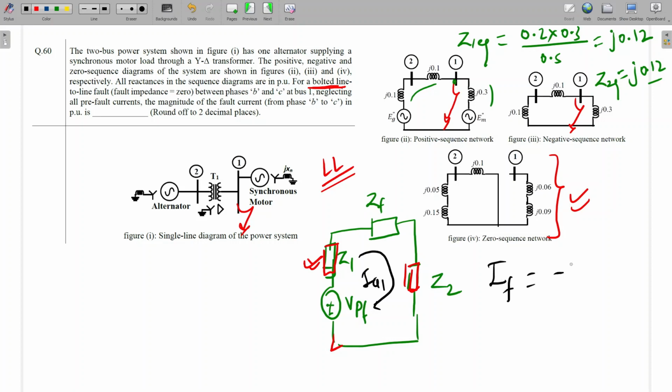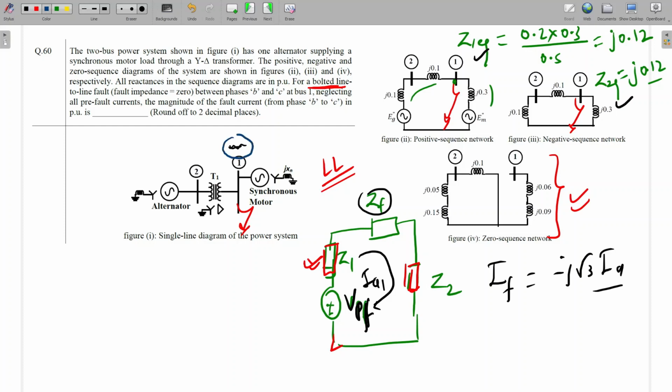IF is equal to minus J root 3 IA1. So we have calculated Z1 equivalent, Z2 equivalent, and ZF is 0. And what is the pre-fault voltage? Here we have to be careful. This time they have not asked about the pre-fault condition, but if they do, then we have to calculate this bus voltage. Here only we will make a mistake if they twist the question, so we have to be careful.